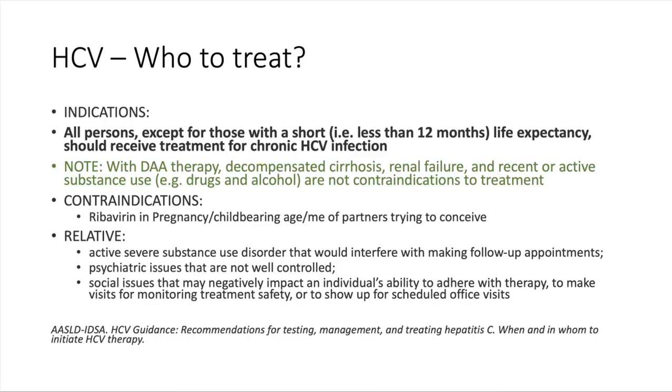So who should we treat? Well, now Hep C is easy to make that decision. The answer is everyone who you don't think is going to die soon. So if someone's going to die of something else within 12 months, then there's no reason to treat their Hep C to prevent cirrhosis or hepatocellular carcinoma. Anyone else should be treated.